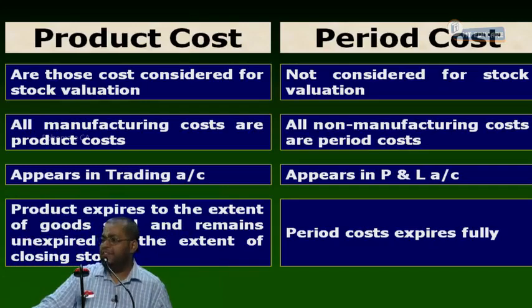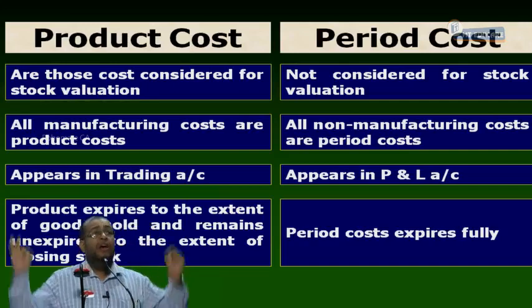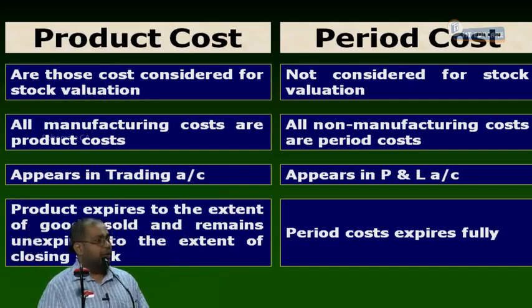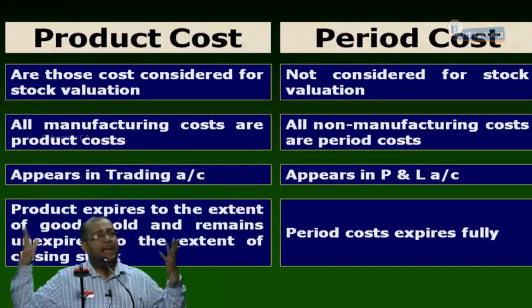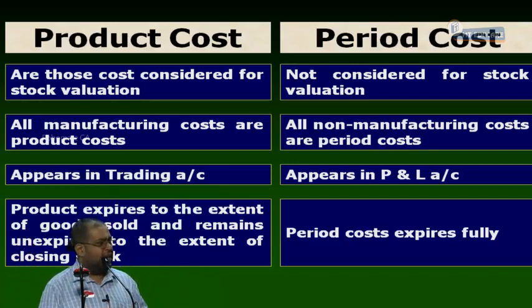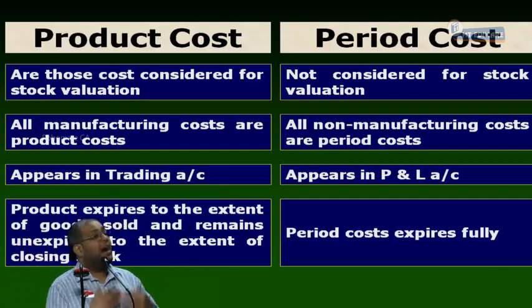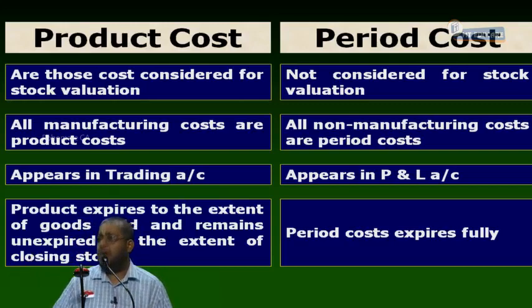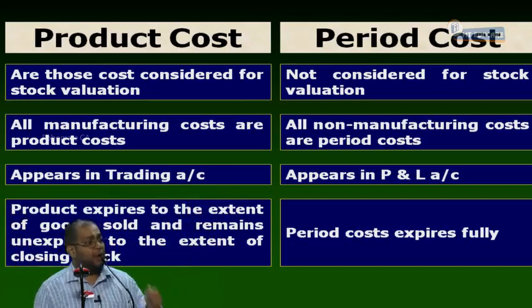Why is the cost classified? For stock valuation and profit calculation. Very simple. Profit is equal to what? Sales minus expired cost. So then what cost expires, and what cost does not expire? The answer is product cost expires to the extent of what? Cost of goods sold, and does not expire to the extent of what? Closing stock. Period cost expires what? Fully. To know what is expiring and what is not expiring, I should know what is product cost and period cost.